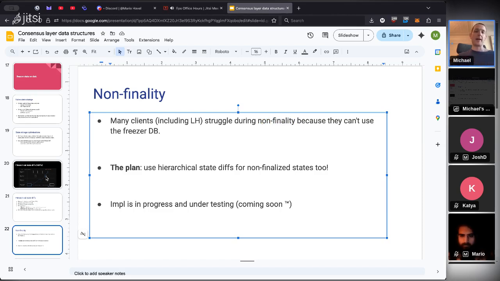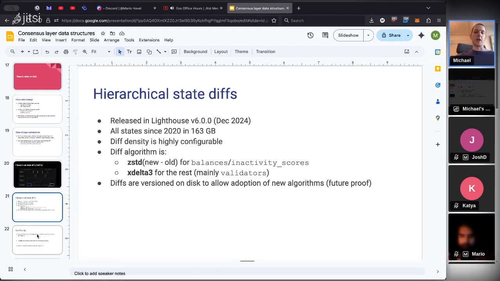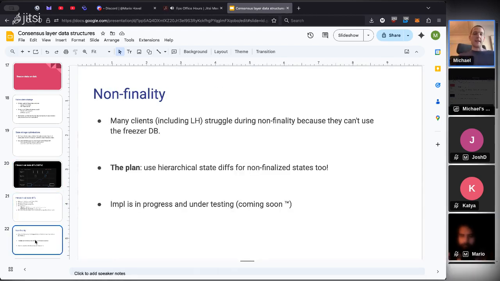In the case where the chain is not finalized, you have to deal with multiple forks. Like during the Holesky non-finality incident, at one point there were more than 1,000 different forks, 1,000 different potential head blocks. And ideally, we want to be able to store all of the state for all of those forks, which is kind of a lot of state.